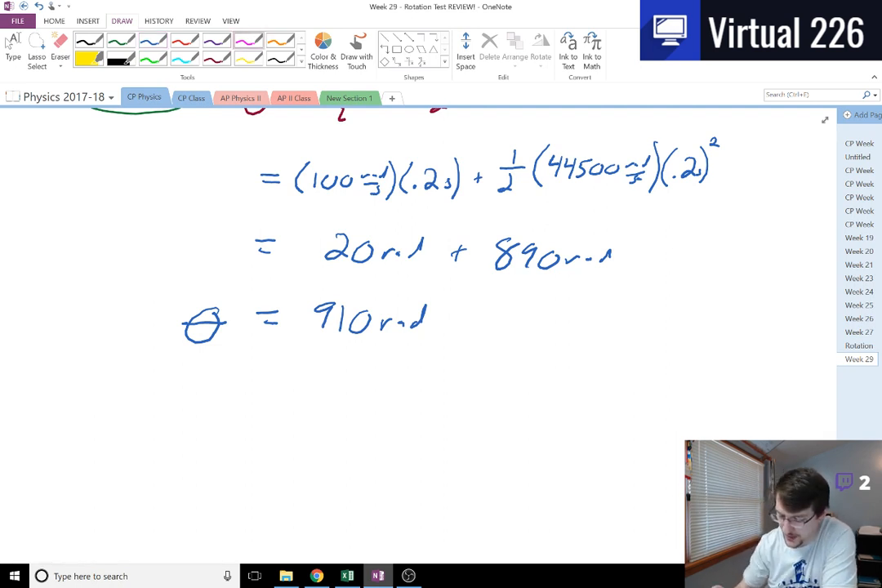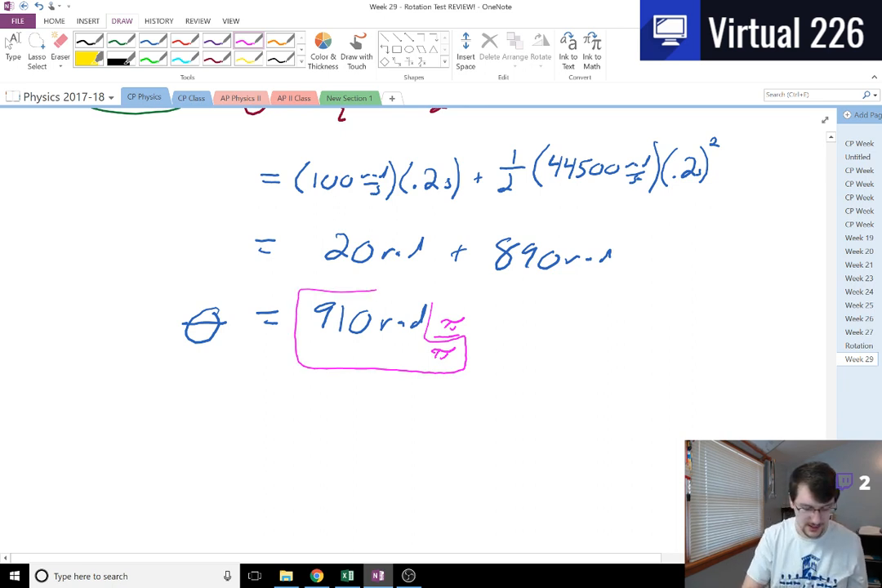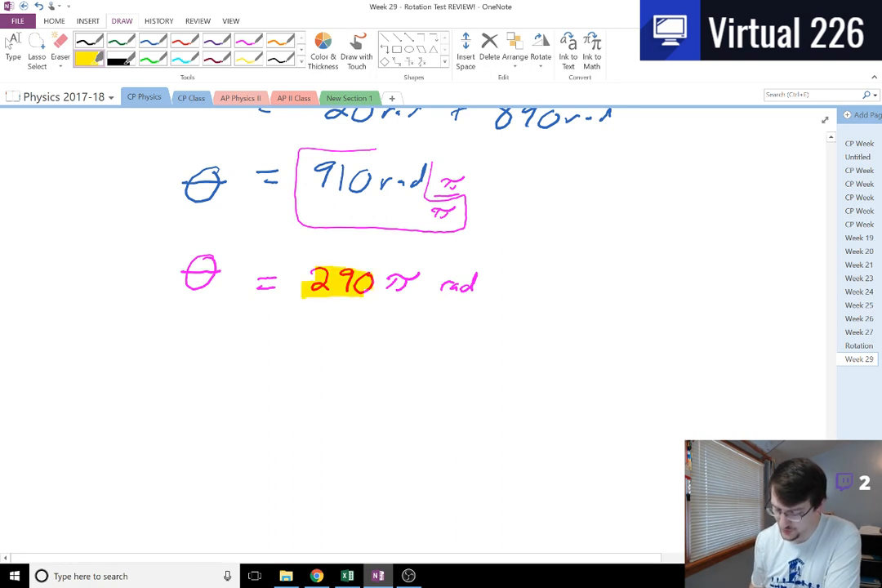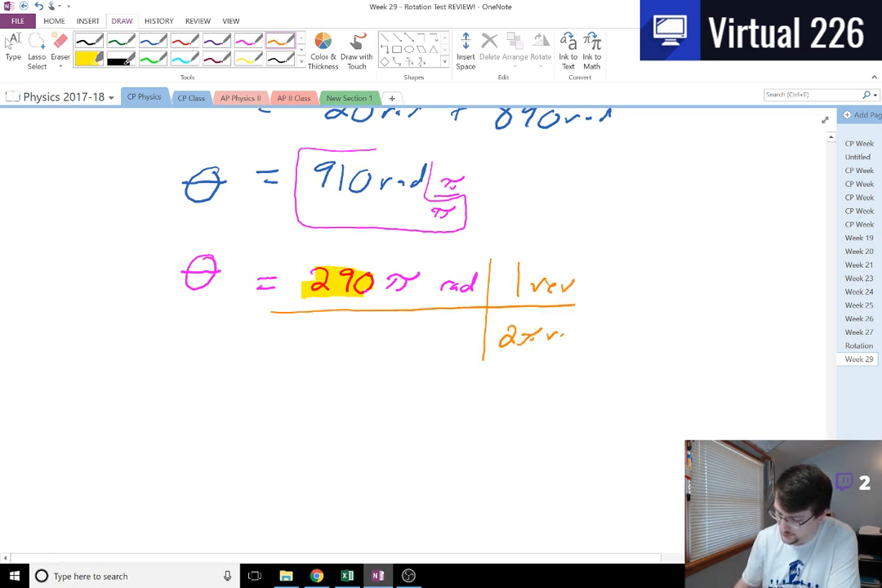If we wanted to put this in terms of pi, we could multiply and divide it by pi. If we divide by pi here, 910 divided by pi is going to give us about 290 pi radians. Those are equivalent answers. They're the same thing, just in terms of pi or not in terms of pi. I like talking in terms of pi because if I divide this 290 by 2, it gives us how many revolutions we've gone through, because every 2 pi radians is a revolution. So approximately this blade has spun 145 times in 0.2 seconds, which is half of 290. If you wanted to do that conversion, you can say that 1 rev is 2 pi radians. Cancel out the radian, get rid of the pi, divide by 2, and you get 145 rev.